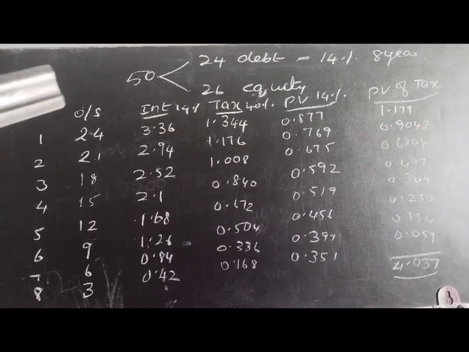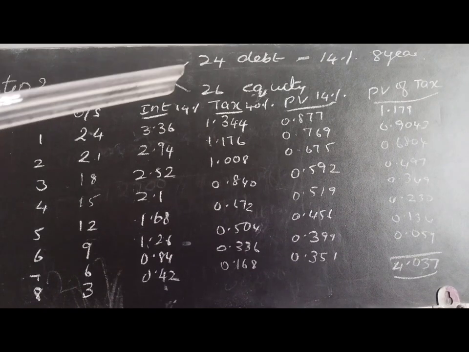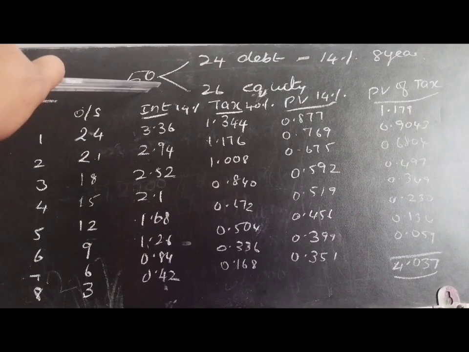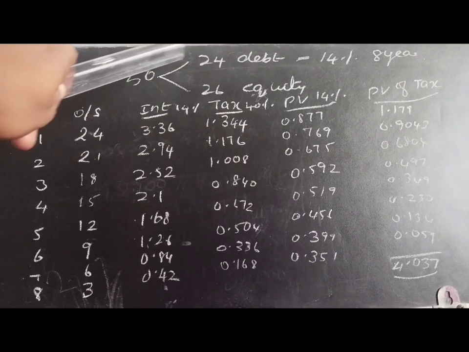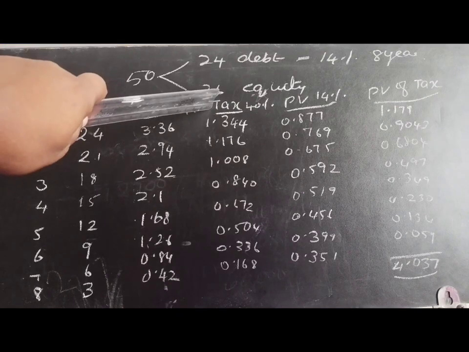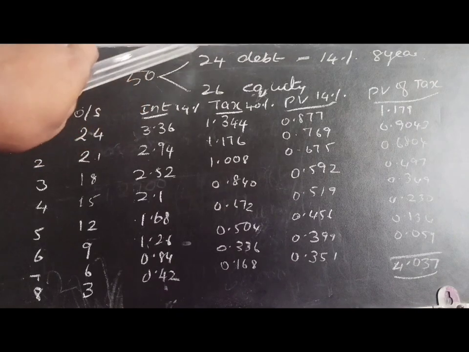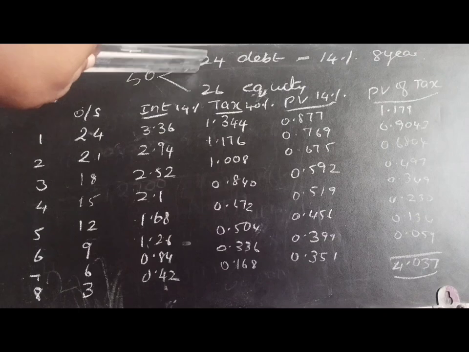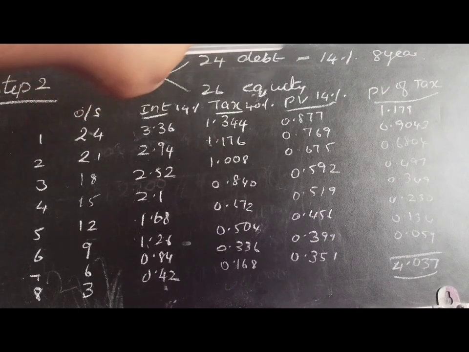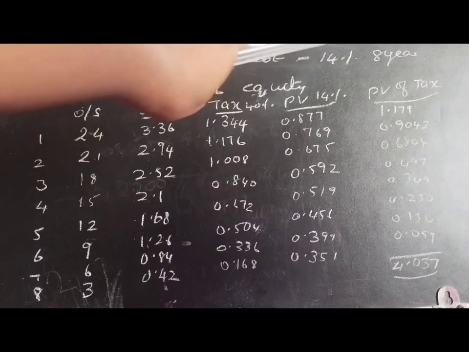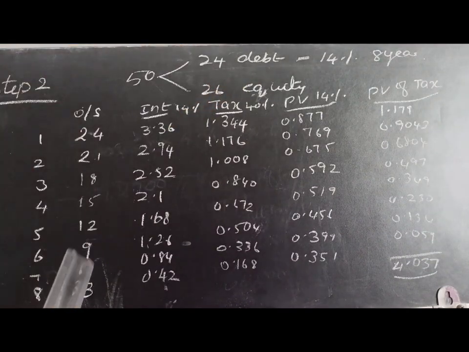Let's start step 2. Step 2, we have to find the tax saving on debt amount. So 50 lakh is the cost of investment. This 50 lakh is financed by 24 lakh debt and 26 lakh remaining equity. This 24 lakh debt is repayable in equal installments for 8 years carrying interest of 14%. This calculation is given below.